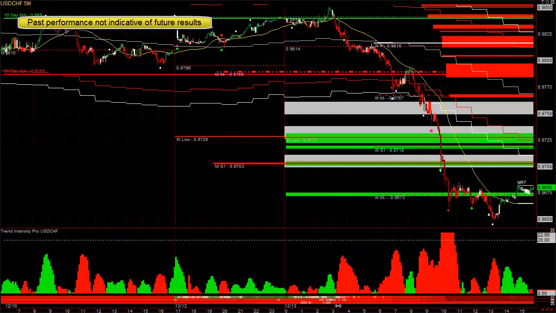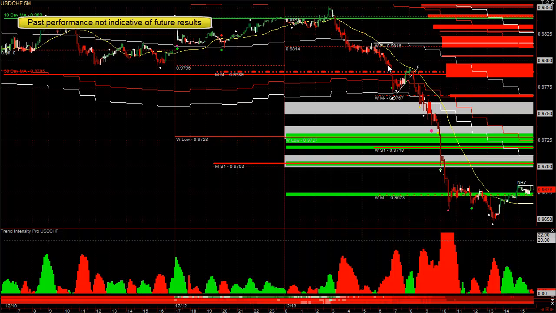Dollar Swiss, daily, weekly, monthly trends down. It broke underneath the hourly moving average, previous day's low, weekly pivot. This was your first profit target, but the market shot through it. Notice extreme weakness right here, and you have a nice little pullback trade.